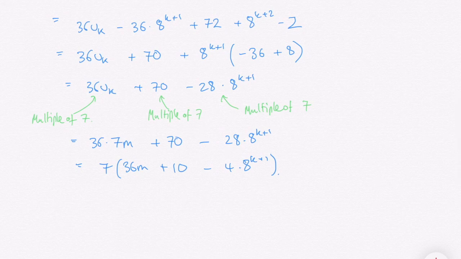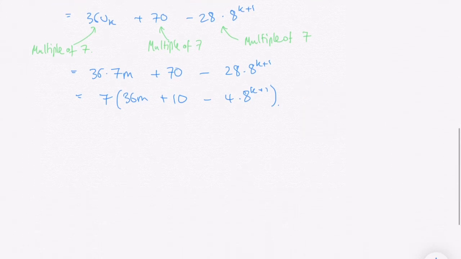It's worth just pointing out here that this is only an integer if 8 to the k plus 1 is an integer. But 8 to the k plus 1 is an integer whenever k plus 1 is greater or equal to 0, i.e. k is greater or equal to minus 1. But because our base case was when n equals 2, then we know we're only interested here in k's that are greater or equal to 2. So 8 to the k plus 1 definitely is an integer here.